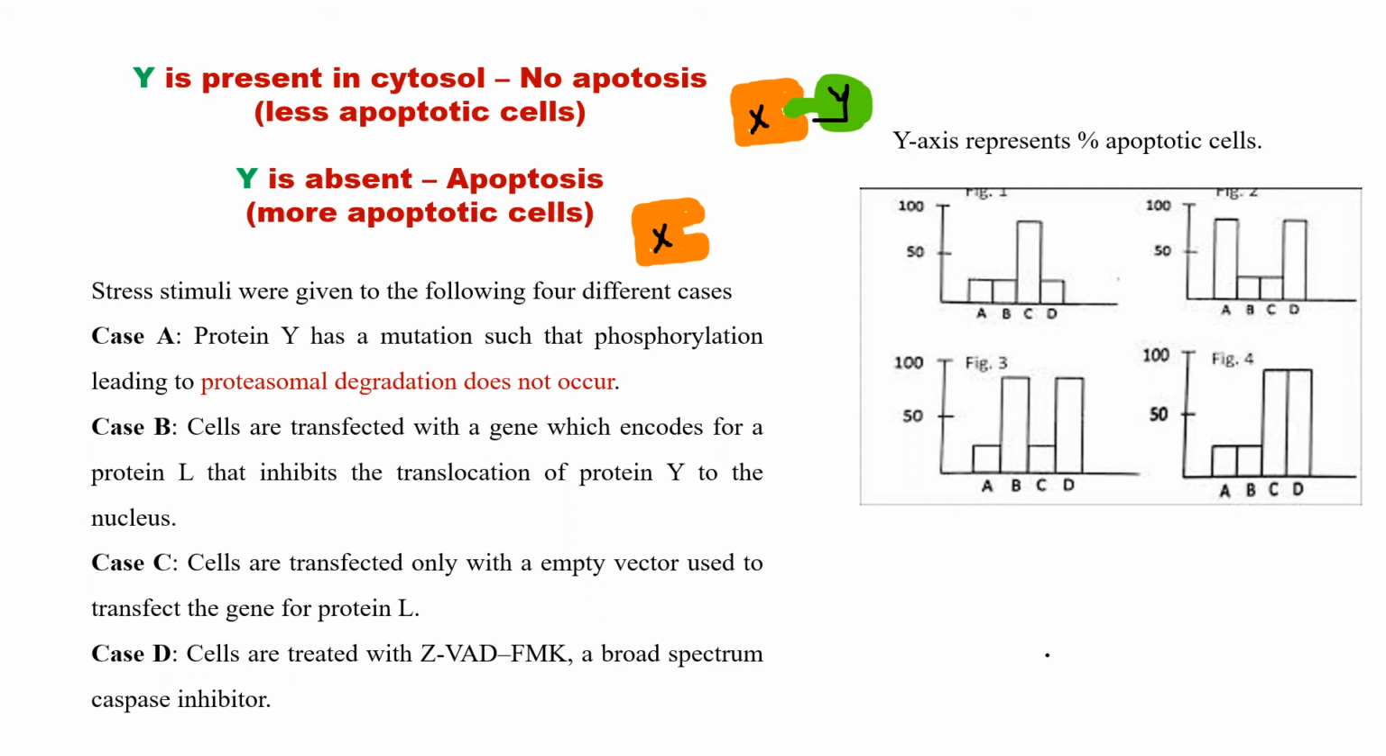And Y is the inhibitor of protein X. If protein Y is present in the cytosol, there is no apoptosis, because this protein Y will inhibit protein X. That's why protein X is not able to go inside the nucleus. That's why no apoptosis and less apoptotic cells.